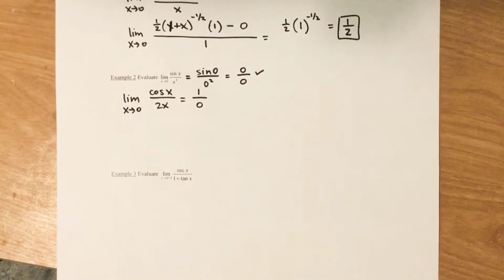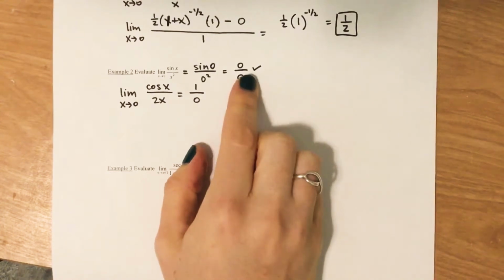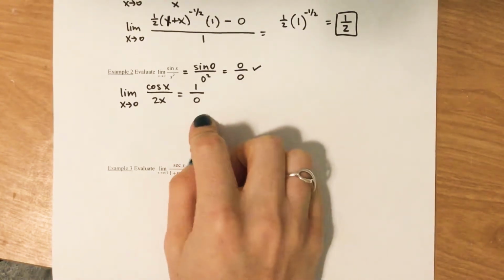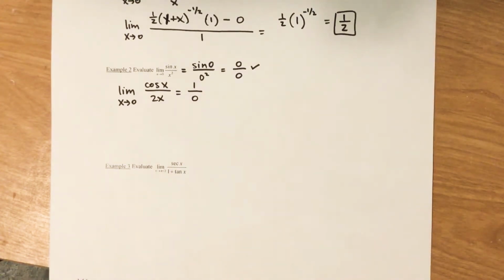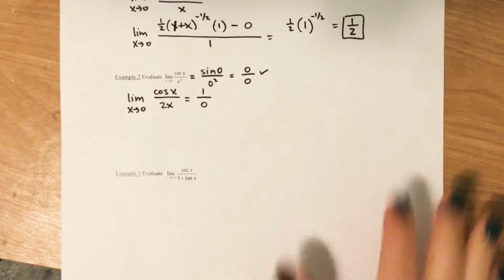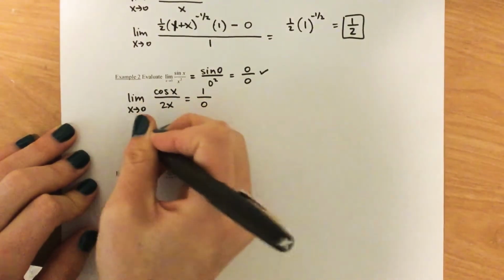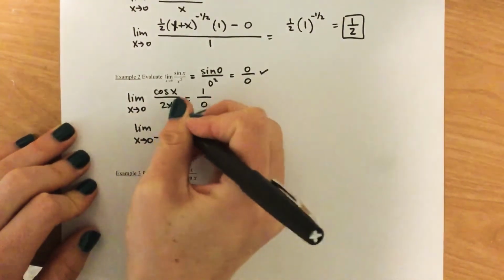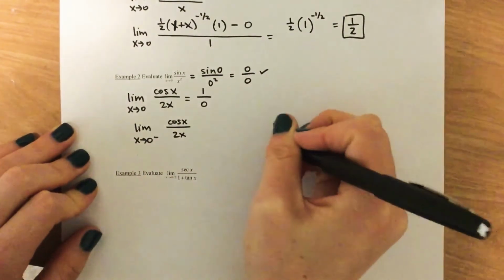So what we're going to do is, this is not something that's actually defined, but we can't do L'Hopital's rule again because we got 1 over 0. So anytime that you get a number over 0, remember you do the tinies. We do the tinies and we separate out the left limit from the right limit. So we're going to do the left limit of this expression, and we are also going to do the right limit.